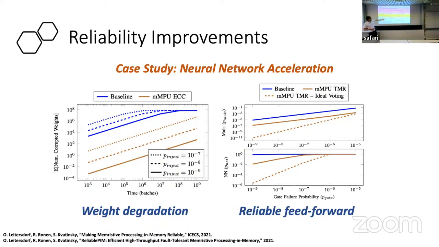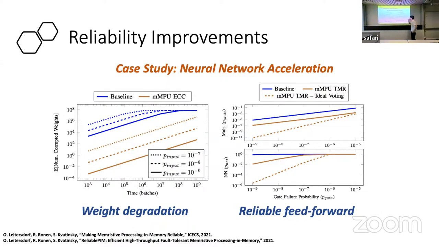So in blue, we have what happens if we don't do anything at all. For example, we can see that after roughly 10 to the 7 batches, almost all the weights are corrupted, which means the model is completely useless. But if you look at these solutions, here we have different plots depending on what the input error is. And for some of them, it gets a very significant improvement. For example, here, we only have less than one weight corrupted on average. So this is weight degradation. We're trying to protect the weights over time.